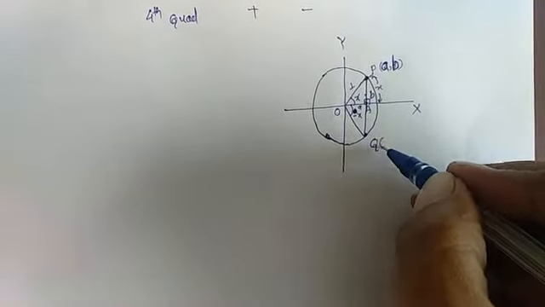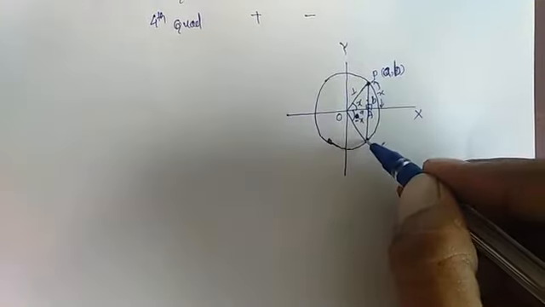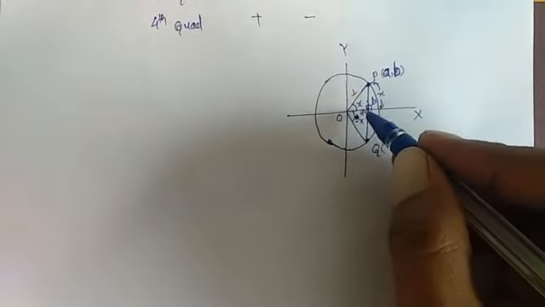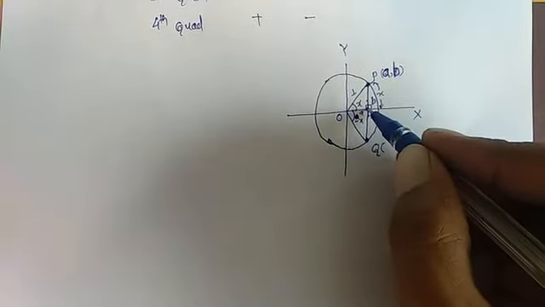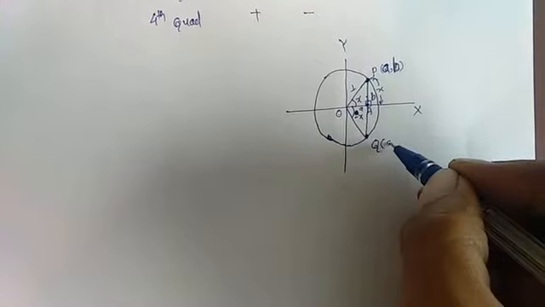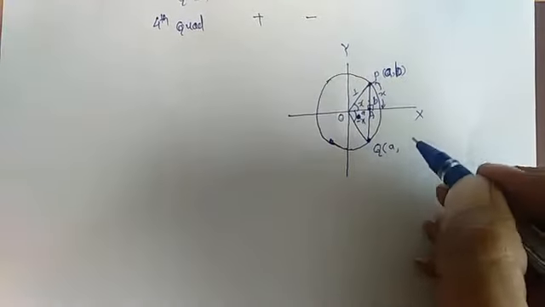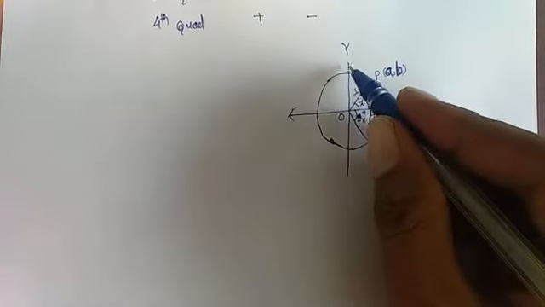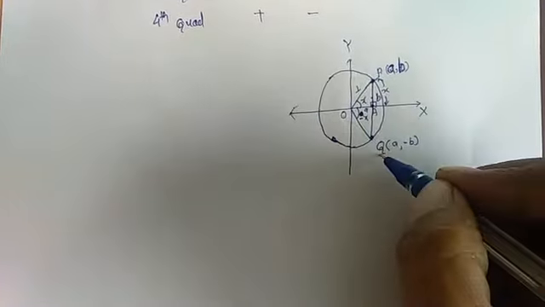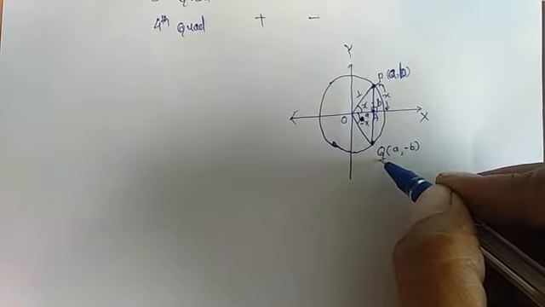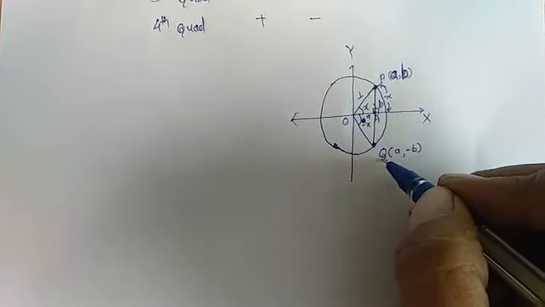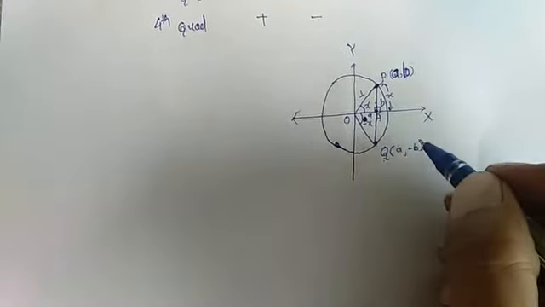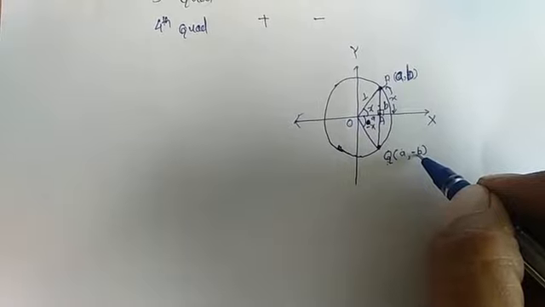Q will be here. P is at a distance A from the origin, so Q is also at a distance A from the origin. So the A coordinate will be positive and the B coordinate will be negative. You can say that P has an image through the x-axis, which is Q, where x remains the same and coordinate y changes from positive to negative.